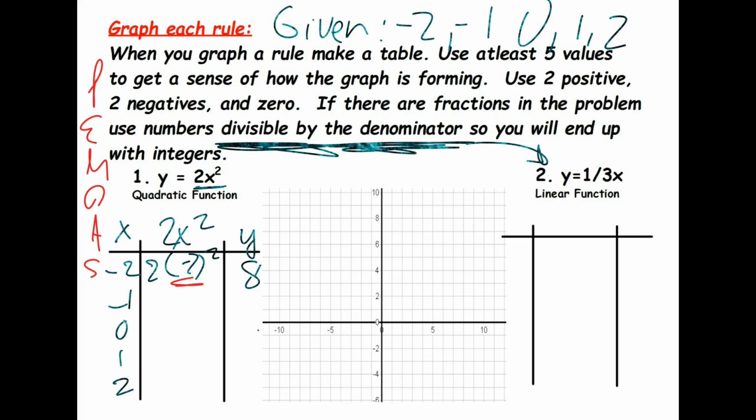You square the -1, that's going to give you 1, and you multiply that by 2, and that's going to give you 2. You square the 0, and that's going to give you 0, and you multiply that by 2, and that's going to give you 0. You square the 1, and that's going to give you 1, and multiply that by 2, it's going to give you 2. Square the 2, that's going to give you 4, and multiply 2 by 4, and that's going to give you 8.